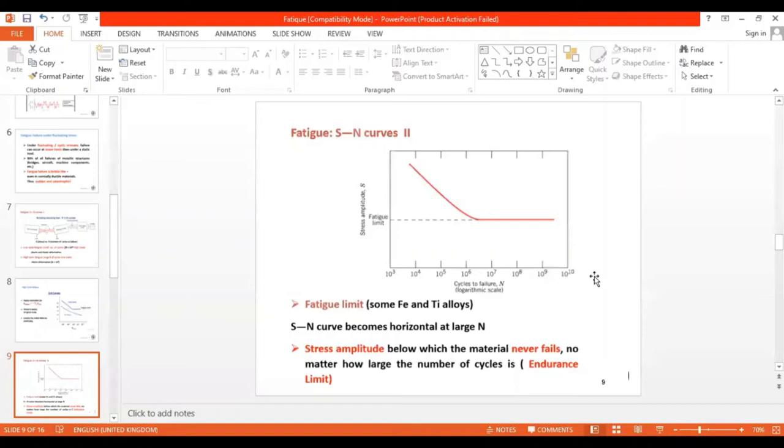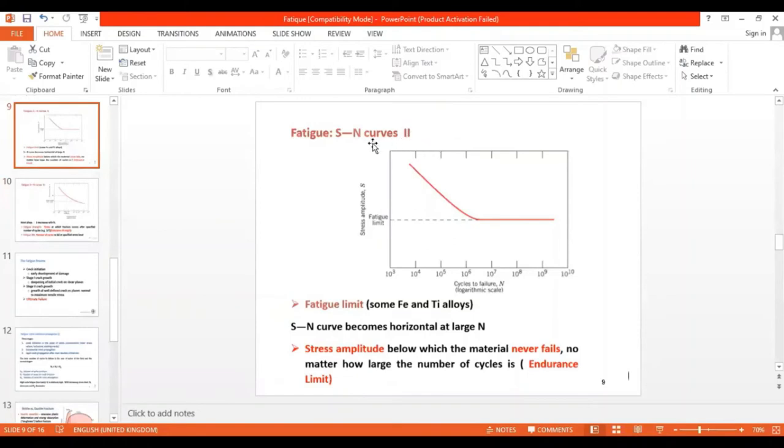Whether it's 10 to the power 10 or 10 to the power 20, it doesn't matter, this structure will not fail. So while designing, if a particular instrument or part is undergoing fatigue stress, what we need to know is the fatigue limit and the stress amplitude. So this is one type of fatigue curve, that's why it's mentioned as SN curve 2.